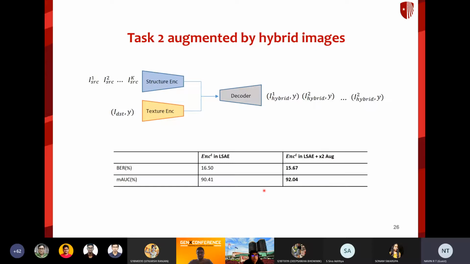Now, coming to the augmentation task, we used the swapping results that I just showed a couple slides ago to artificially augment our dataset 2 times. And we saw that once we had augmented our dataset 2 times, our performance increased by almost 1.5 points, as you can see here.